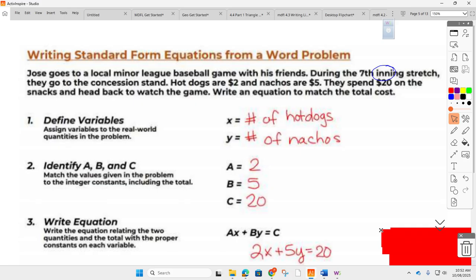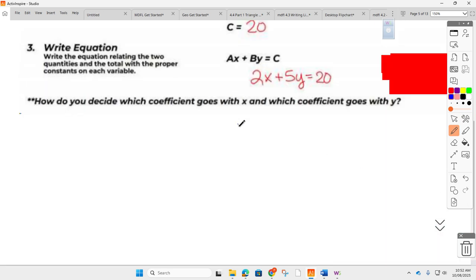You could write it that way. It technically wouldn't be in standard form, we would switch it around. So could you write it 20 equals 2x plus 5y? You could, but we're working towards the total cost, so we want to work it left to right. That does mean the same thing, though.